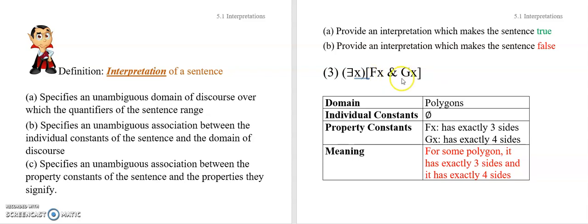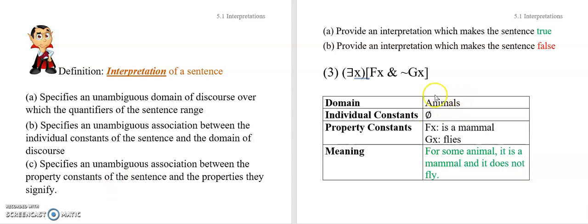Categorical O statement, please, which looks like this: an interpretation that makes it true and an interpretation that makes it false. Pause now. So here again I have animals and then "is a mammal" and "flies." So at least one thing in your domain of discourse, at least one thing in that bag, is a mammal and does not fly. So you and me, for example, so that would be true.